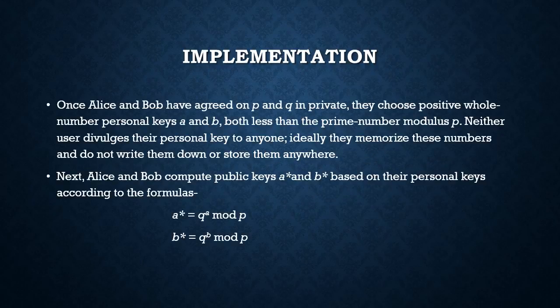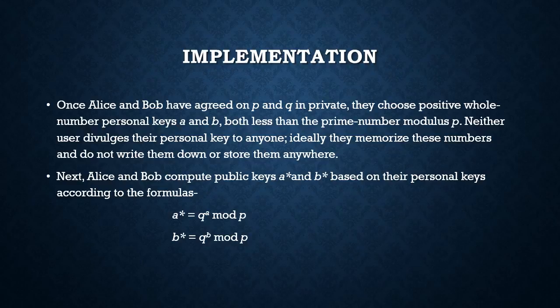Once Alice and Bob have agreed on P and Q in private, they choose positive whole number personal keys A and B, both less than the prime number modulus P. Neither user divulges their personal key to anyone. Ideally, they memorize these numbers and do not write them down or store them anywhere.